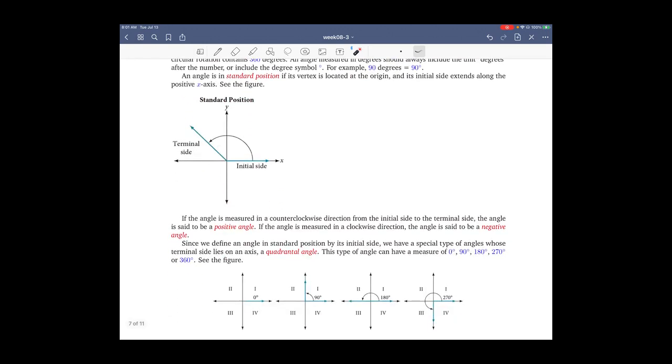As I mentioned, we have positive angles and negative angles. A positive angle is the one measured in counterclockwise direction from the initial side to the terminal side. This angle, for instance, in the picture is positive. But there is an angle with the same initial side and the same terminal side, which is negative. That one will be measured in clockwise direction.